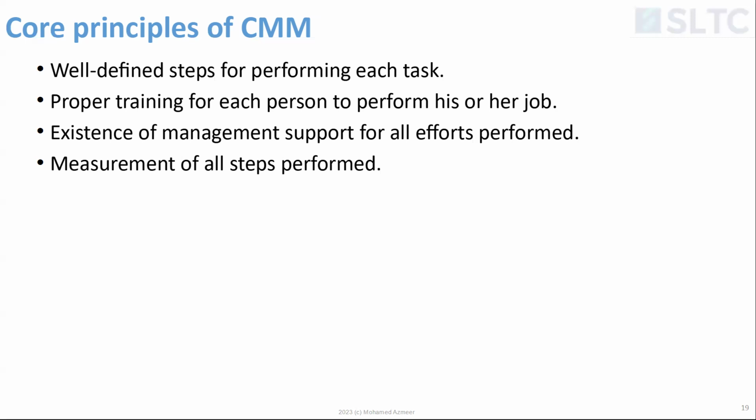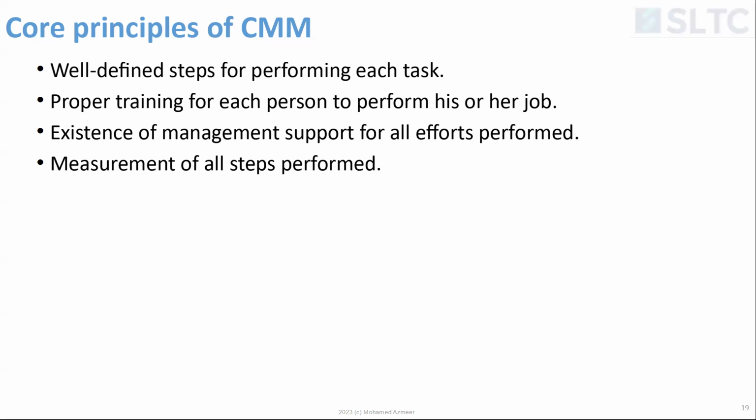And then third is also very important, existence of management support. The top management must understand the importance of staff training as well as defining steps of each task. So in fact, in CMM, the first meeting starts from the CEO level or the C level, as we call it: chief executive officer, chief financial officer, likewise. So first training is given to them, not to the developers. They need to buy in to the idea of CMM first.